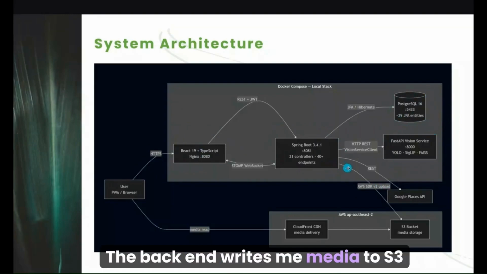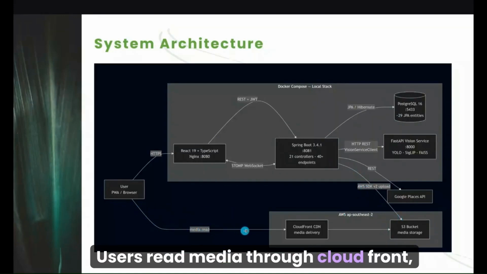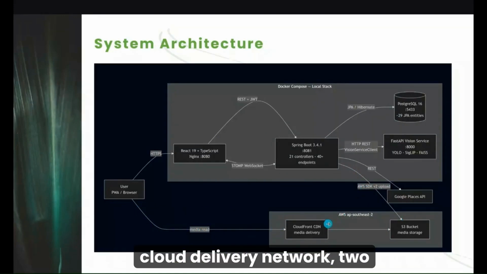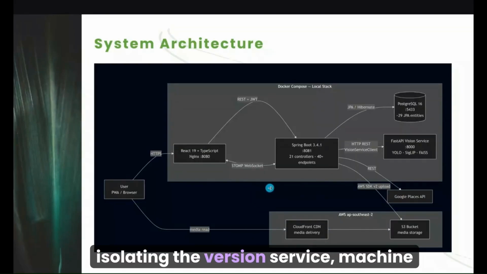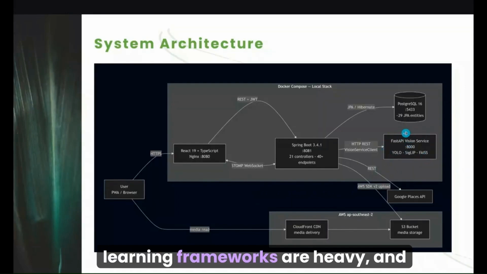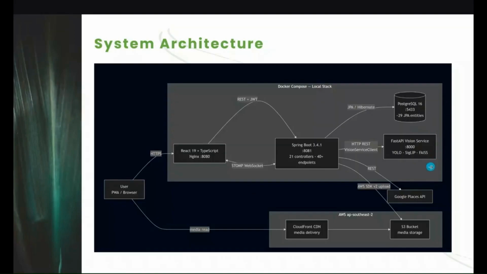The backend writes media to S3 via the AWS SDK. Users read media through the CloudFront Content Delivery Network, 2 completely separate paths. The key architectural decision was isolating the vision service. Machine learning frameworks are heavy, and this lets us update the machine learning stack independently.